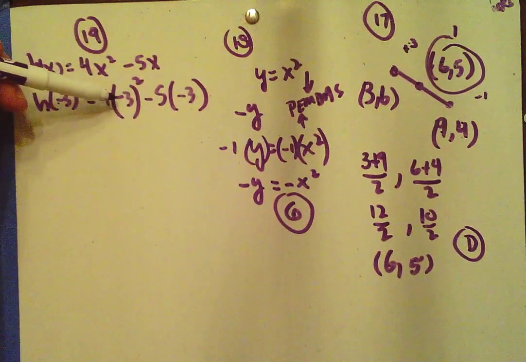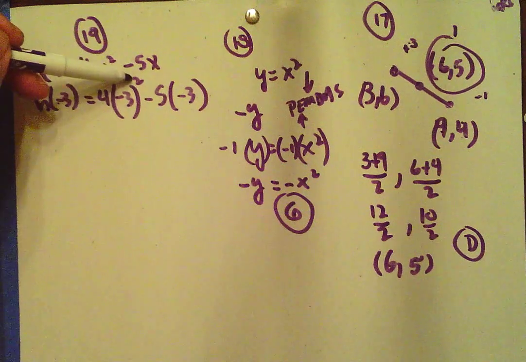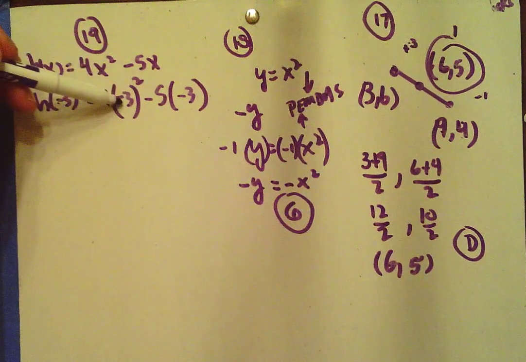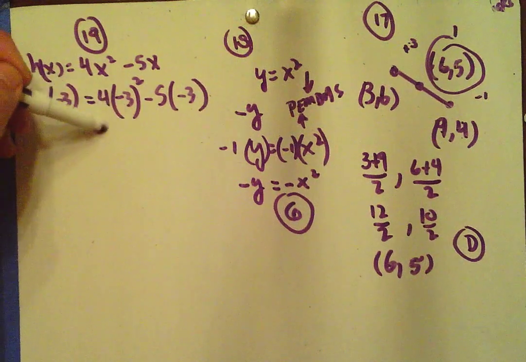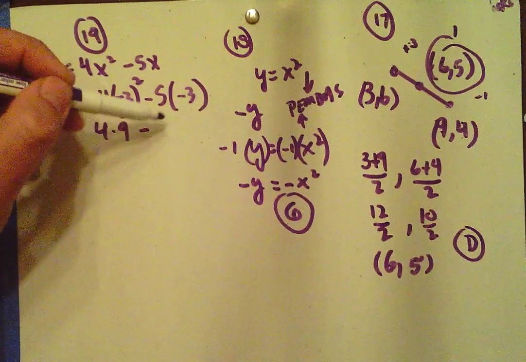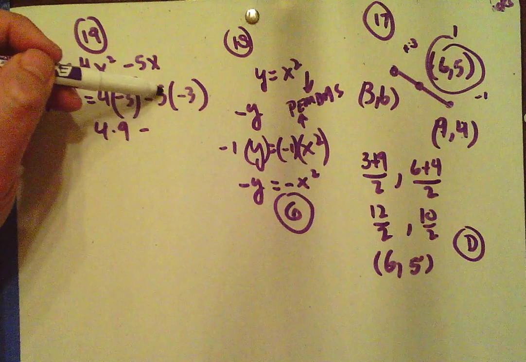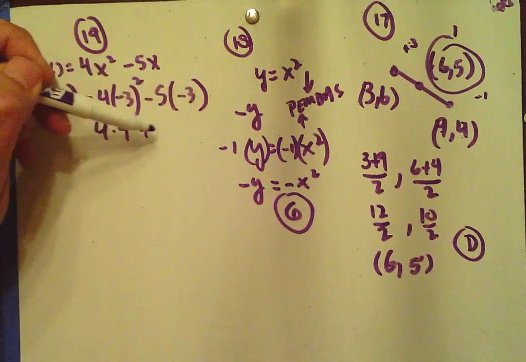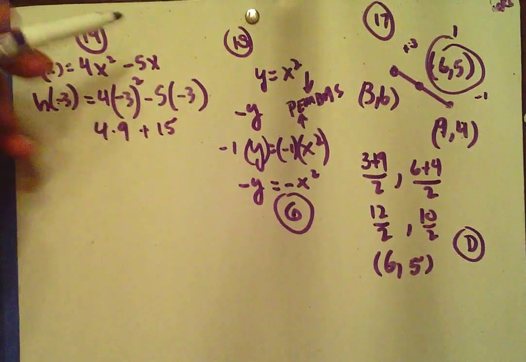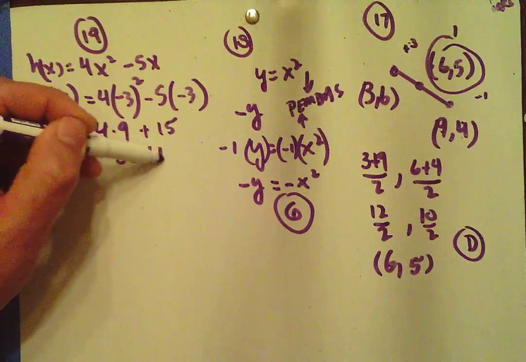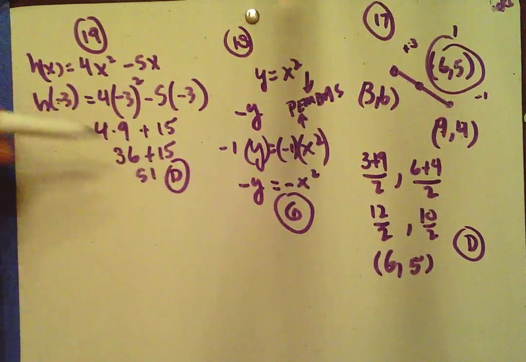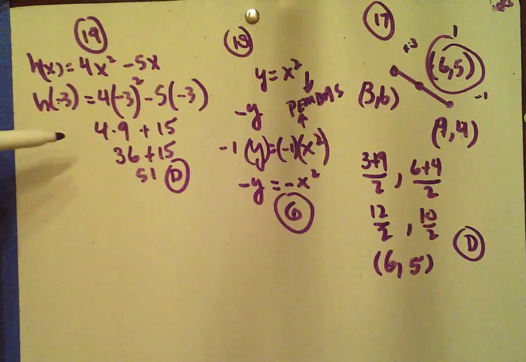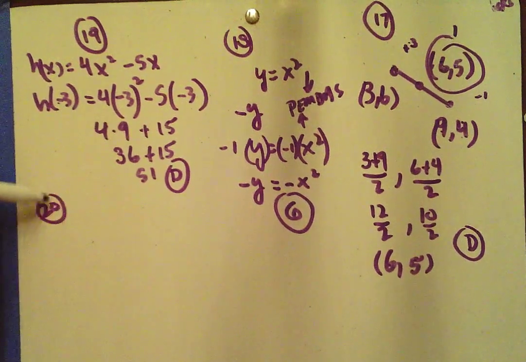Notice now the negative is inside the parentheses for squaring. So this is going to be negative 3 times negative 3, which is positive 9. And then here we have negative 5 times negative 3, which is plus 15. So we get 36 plus 15, or 51, and that's choice D. D for 19.